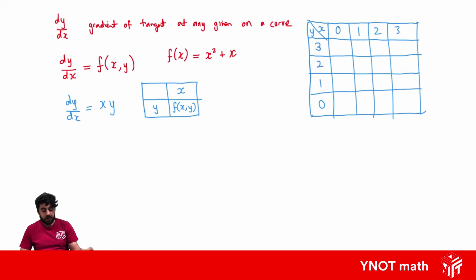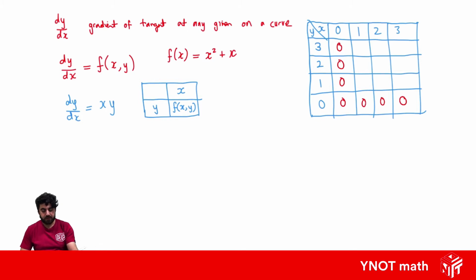So now we just need to go ahead and substitute these values of x and y into our differential equation. So when x is 0 and y is 3, what do we get? We just get 0 times 3, which is 0. And in fact, when any of them are 0, the value is going to be 0. So we can just put 0s here and 0s here.